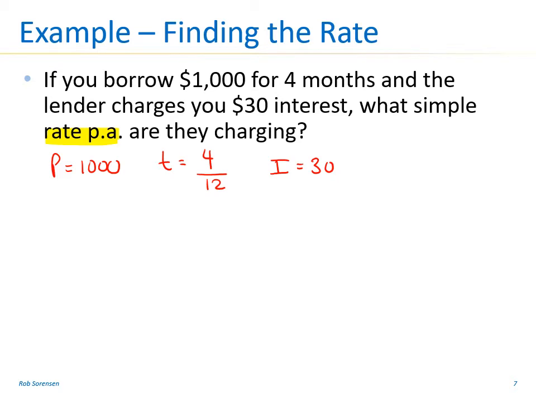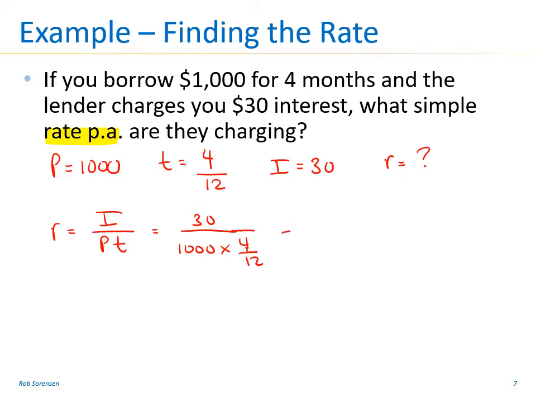And so what is R going to be? That's our question. Well, let's see if we can work it out. We have a version of the formula for R, and that's I over PT. That's one that we actually use quite a bit as we go forward for the next few weeks. Let's plug our numbers in there. $30 on 1,000 over 4 months. What rate would that be?